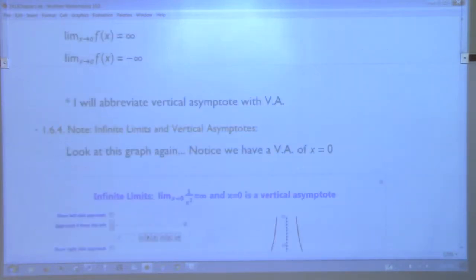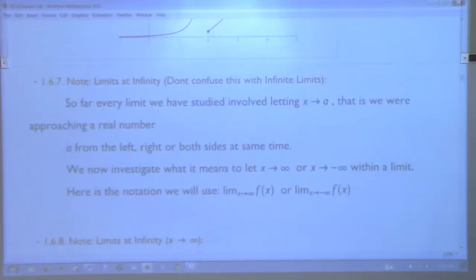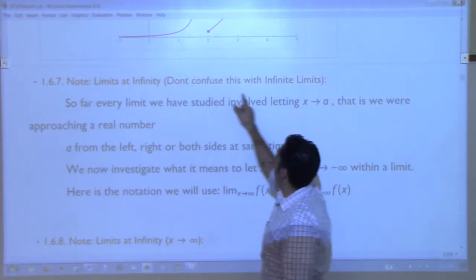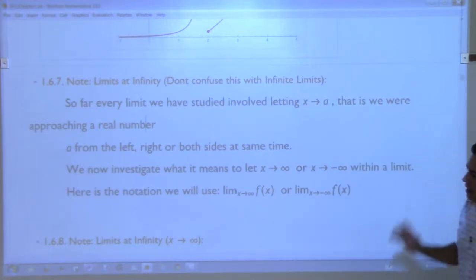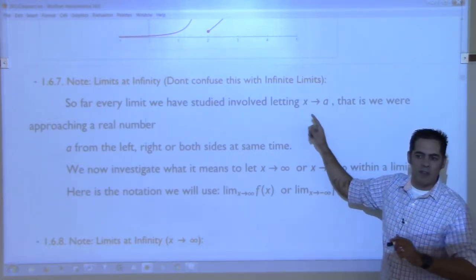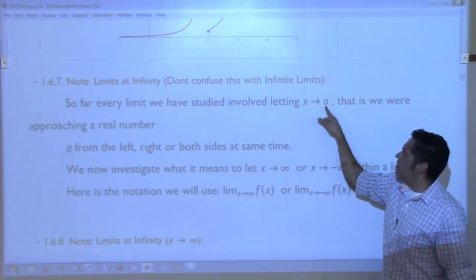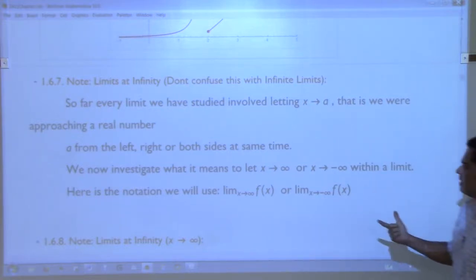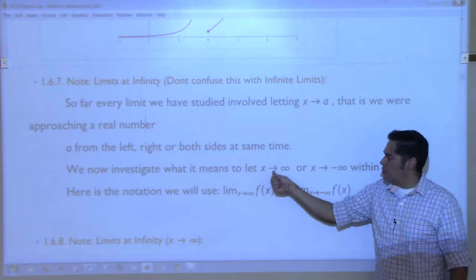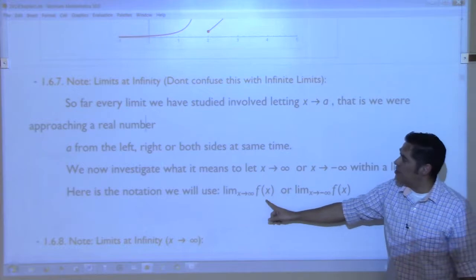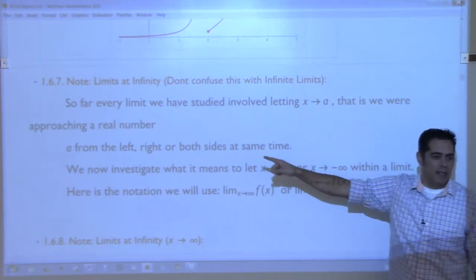As opposed to today, we are going to be talking about limits at infinity, right? So don't confuse these with infinite limits. Everything we've done up to this point, every limit that we've looked at, we've always let x go to a number, like x is going to 2, or x is going to 5 from the left. This has always been a number, hasn't it? Now what we're going to do is replace that number with either infinity or negative infinity. So we're going to let x approach infinity or x approach negative infinity. And anytime we see these, they are called limits at infinity.